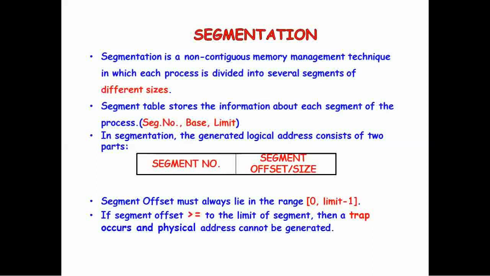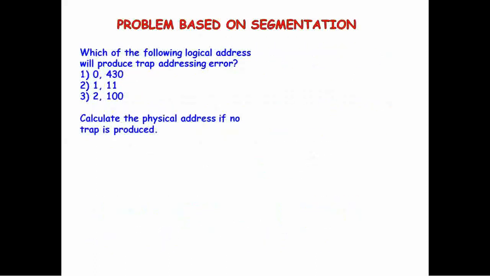Now let us see a problem based on segmentation. This is the given problem. 3 logical addresses are given. We need to find whether these logical addresses produce a trap. Suppose if they don't produce a trap, the corresponding physical address has to be generated. And this is the given table. Let us see the first problem.